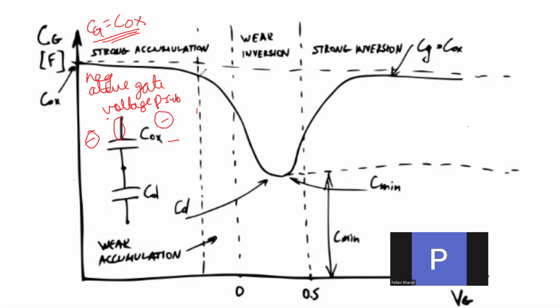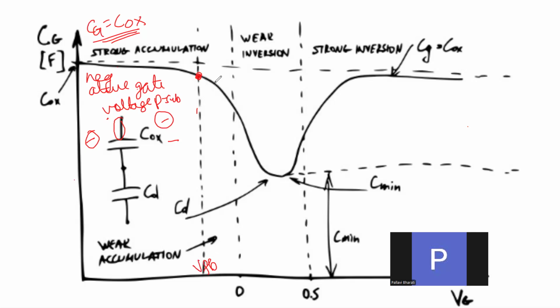Now when you are giving the minus voltage to the gate, at one time the bands will become flat. This is the flat band voltage: Vg becoming equal to VFB. When Vg is equal to VFB, you have the flat band condition, and all the bands will be flat.